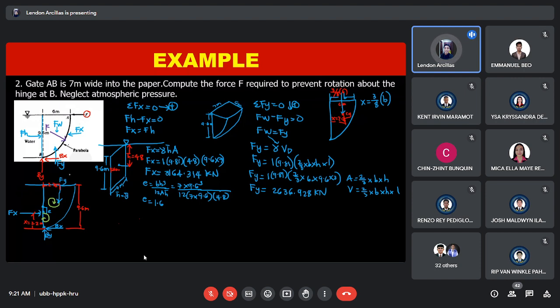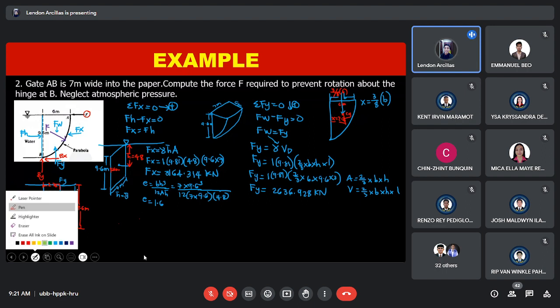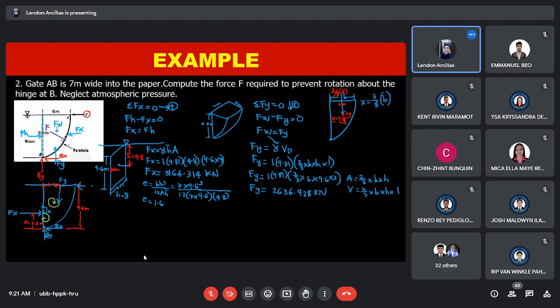And nakalimutan natin yung F. Ang F naman natin is, wait, letter B. Ang F ay nandito. So yung hinahanap kasi is 9.6 from the B. Okay? So ang rotation naman niya from B is counterclockwise. Tama, counterclockwise. This is clockwise, this is clockwise, this is counterclockwise.